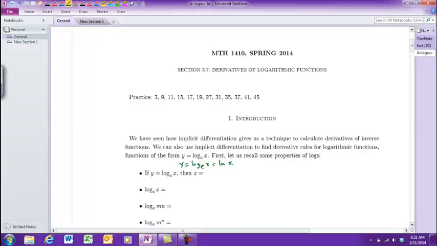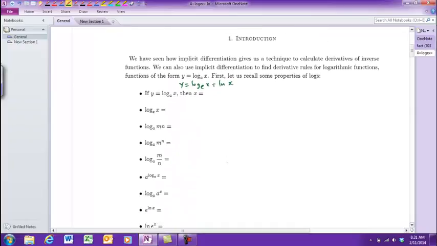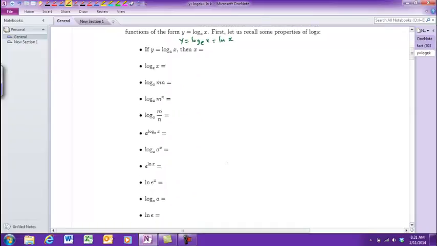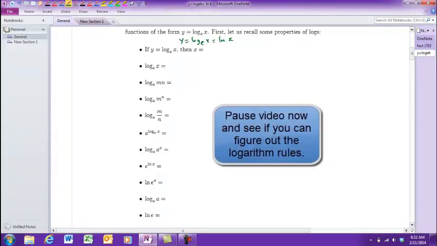And what we're first going to do is just recall some properties of logs. And what I want you to do is actually pause the video and see if you can figure out what any of these are on your own. And once you've figured out as many as you can, you can unpause the video and check that you answered them correctly. So go ahead and pause the video now, and we'll go over these.